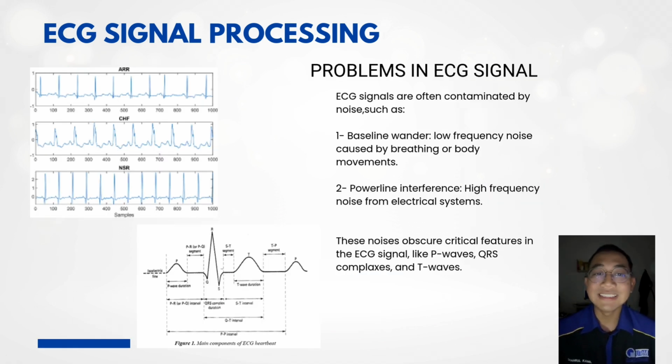The problem is that ECG signals are often contaminated by noise such as: 1. Baseline wander, low-frequency noise caused by breathing or body movement. 2. Power line interference, high-frequency noise from electrical systems. This noise obscures critical features in the ECG signal like the P wave, QRS complex, and T wave.